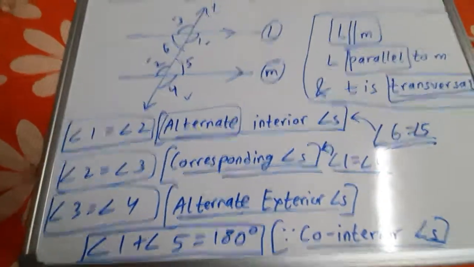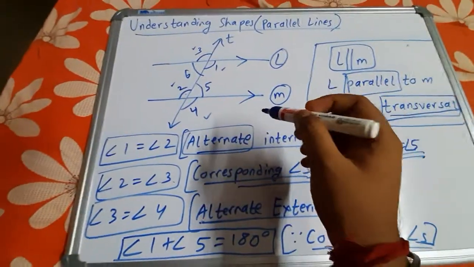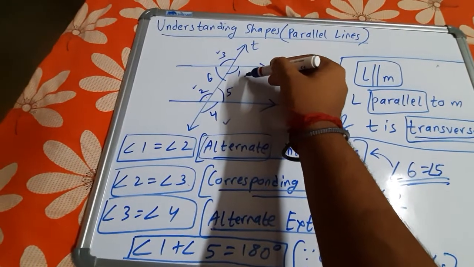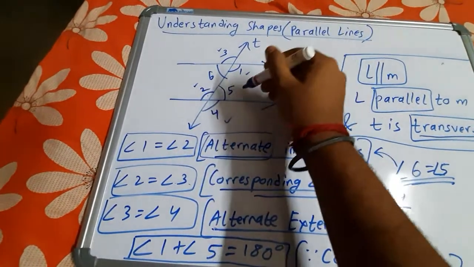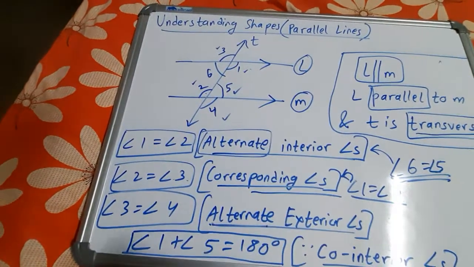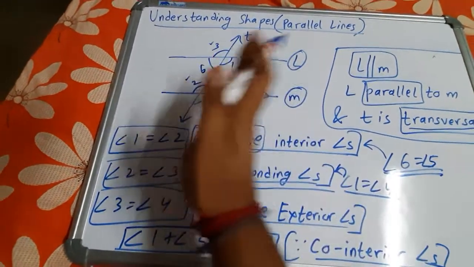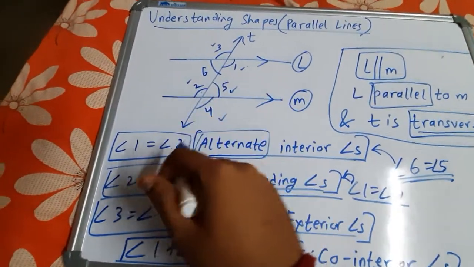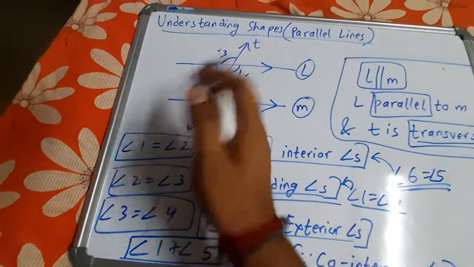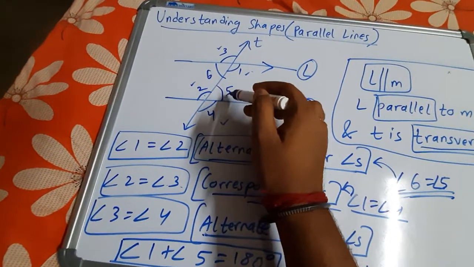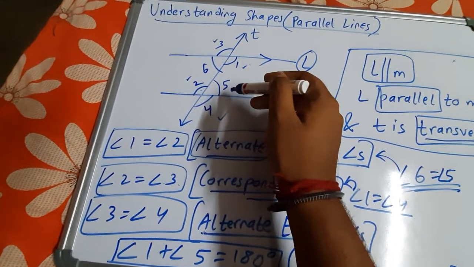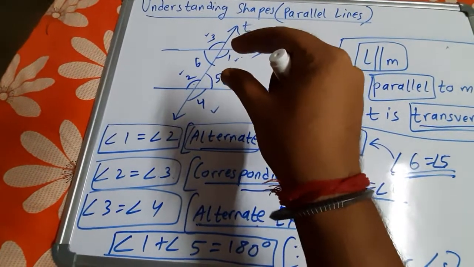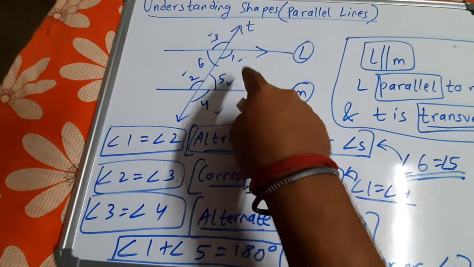Now another type of angle that is possible in parallel lines, this is known as the co-interior angles. See, co-interior angles means when both of the angles are inside, that is on the interior. See, this one and this one, consider 1 and 5. When both of the angles are inside and on the same side, both on the interior and on the same side, that is either on the right hand side or on the left hand side. See, 1 and 5 are both on the interior, that is inside between the two parallel lines.